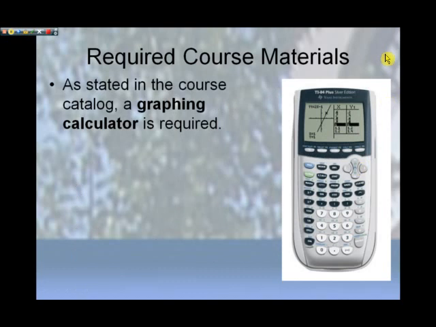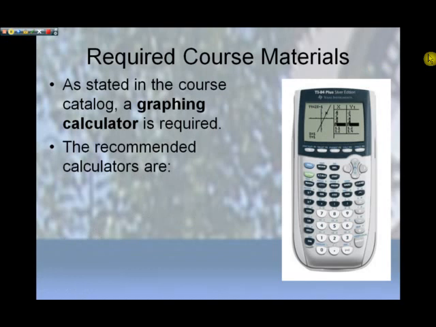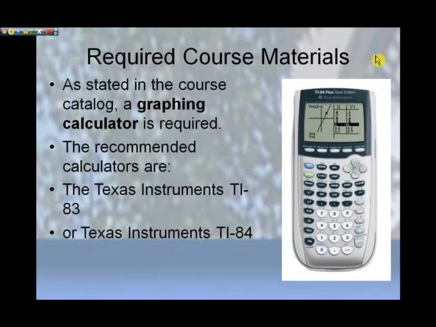Other than the access code, the other thing that's required is a graphing calculator. If you take a look at the one on the screen here, that's a Texas Instruments TI-84 Silver Edition. Now, you really don't have to buy that particular one. You can buy a TI-83 or a TI-83 Plus, or you can buy the TI-84, the one you see there.